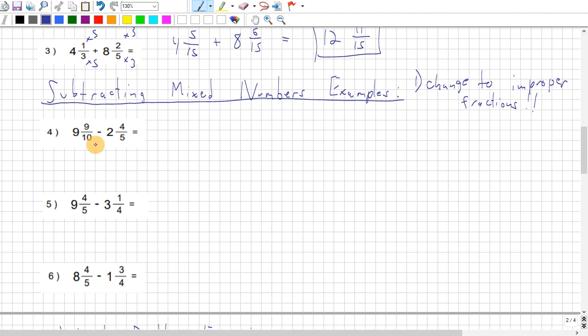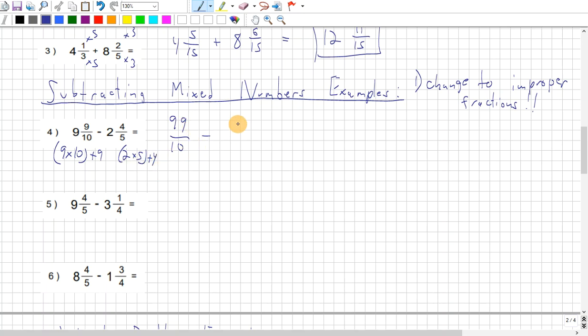So 9 and 9 over 10, remember I take the whole number out in front, multiplied by the denominator, so it becomes 90, add to the top. So that becomes 99 over 10. Okay, so if I'm converting that to an improper fraction, I take 9, multiply it by the bottom, 9 times 10, which is 90, and add it to the top. So 9 times 10, and then I plus 9. Same thing with this one. I'm going to go 2 times 5, and then add it to the top, which is 4.